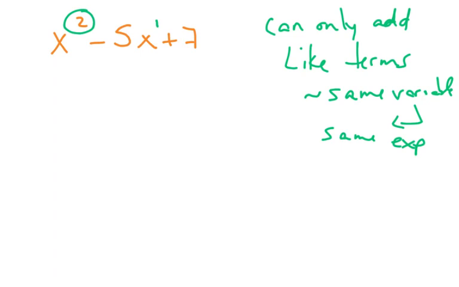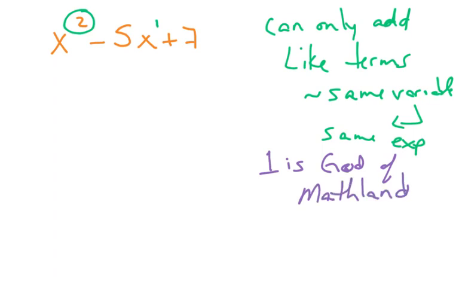1 is the god of mathland. He, she, it is always with us, whether we see him, her, it, or not. So if there is no number there and we're not sure, most likely it's 1. So there is the 1 sitting on x's shoulder, and it's different than the exponent on the x squared. So those are not like terms, so I cannot combine them.